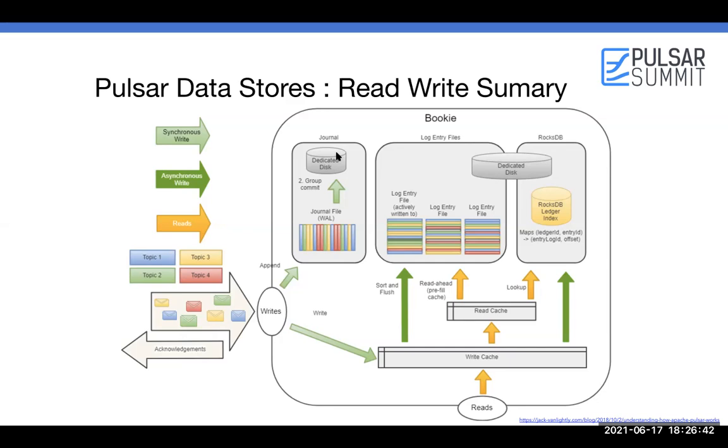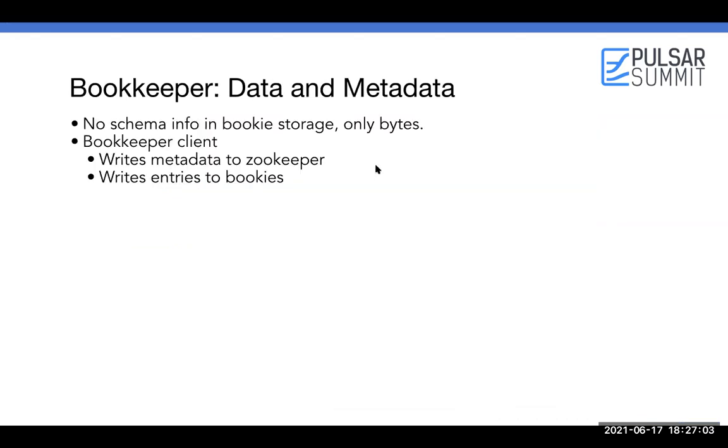So if you're reading some old data or backlog data that's not there in the caches, that's not going to affect your publisher writing, because this is on a completely different disk. It could overload this, but not this. And this is some really interesting stuff.